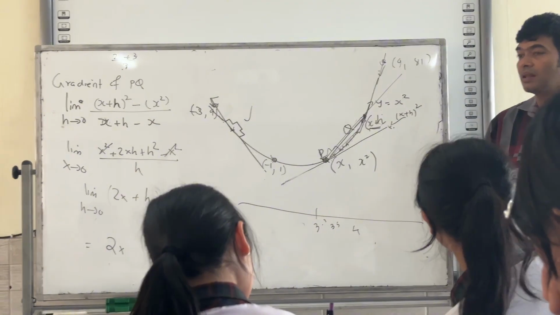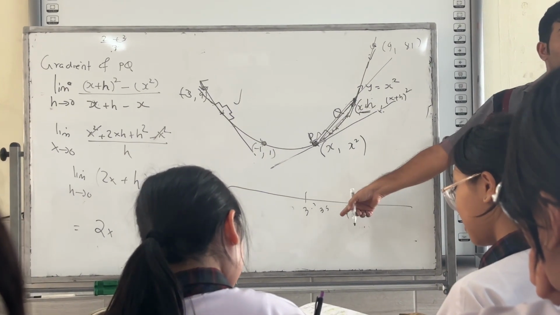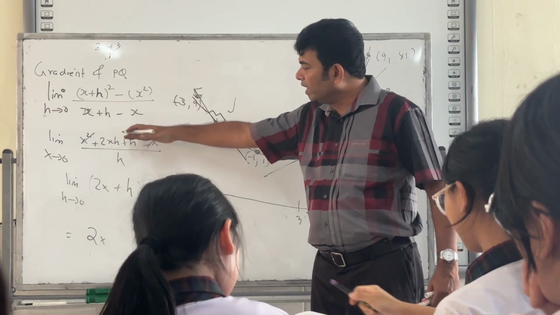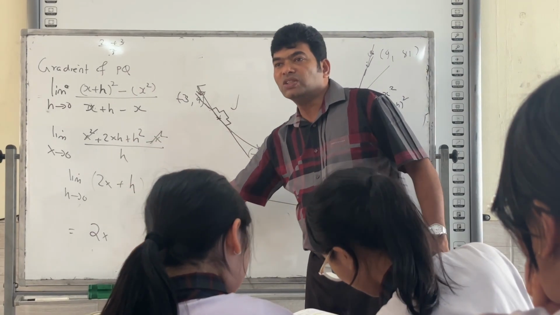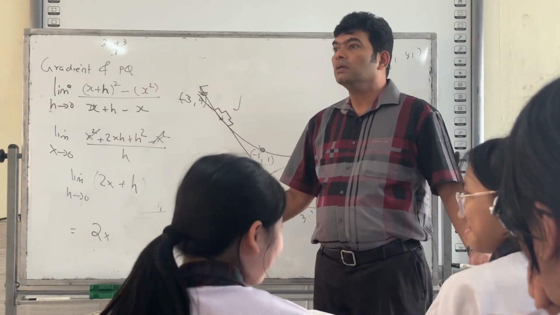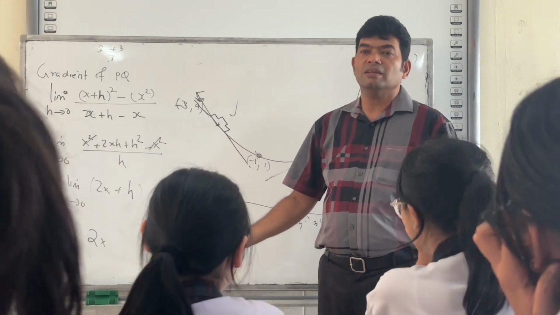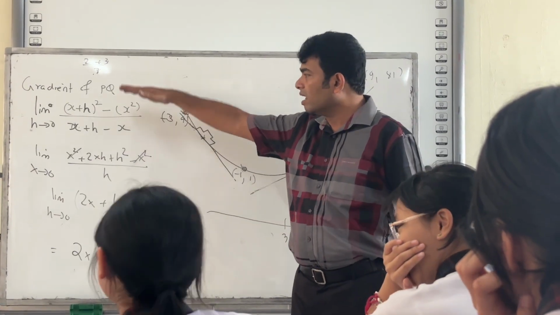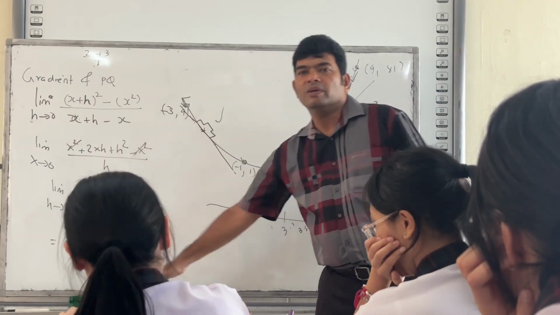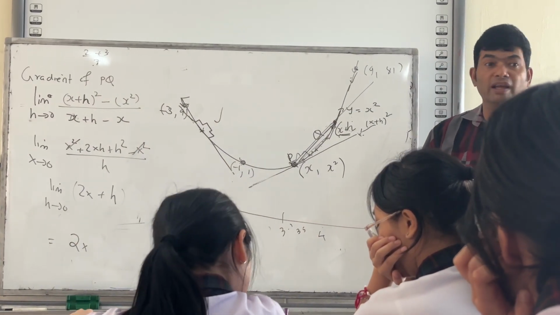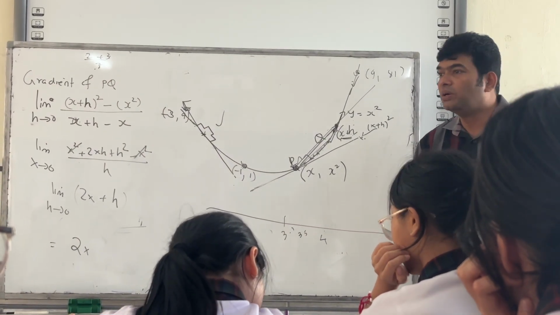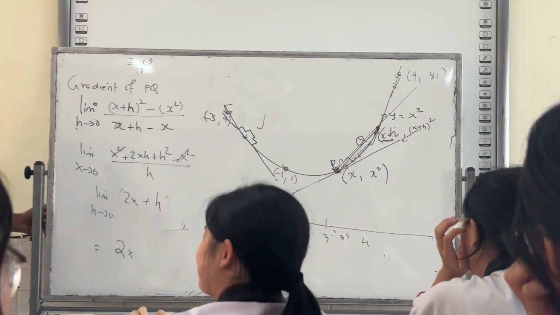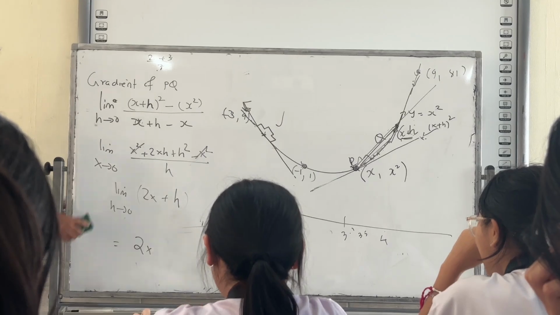Understanding? So what is it called? Gradient function. This process of finding the gradient function, that is called differentiation. What is differentiation? The process of finding the gradient at any point on the curve is called what? Differentiation. Understood? Maybe another question. After 2 or 3 questions, I will ask you to do it on the board.